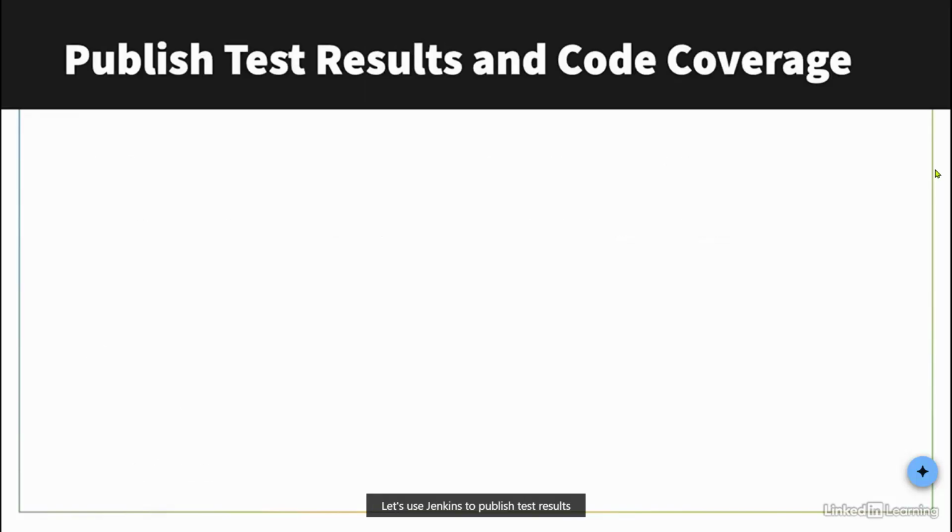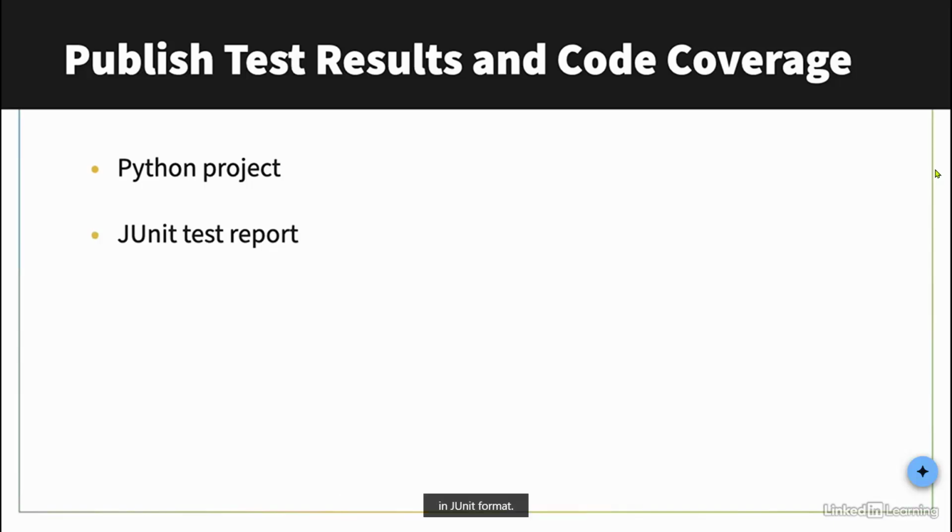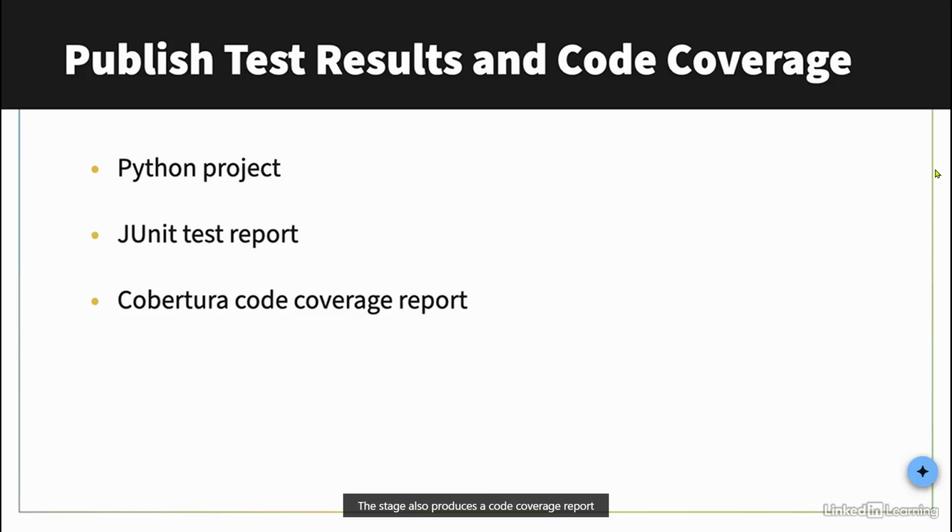Let's use Jenkins to publish test results and code coverage reports for a Python project. The project uses a pipeline with 5 stages. The first 2 stages set up the project by installing the dependencies and linting the code for syntax errors. The next stage runs tests and generates a report in JUnit format. The stage also produces a code coverage report in Cobertura format. The last two stages in the pipeline build and deploy the application.